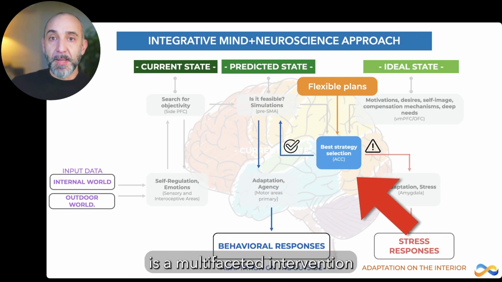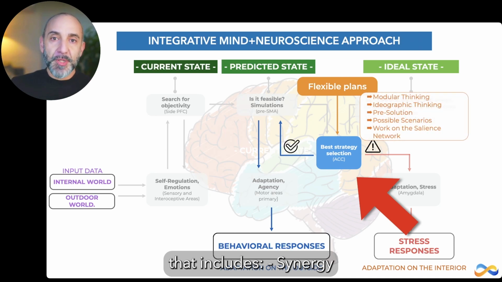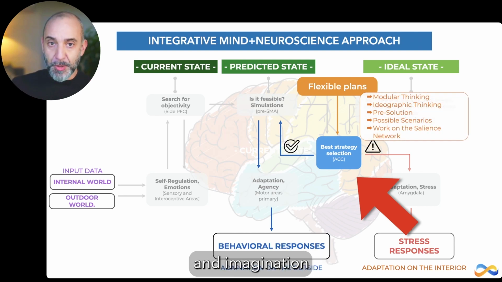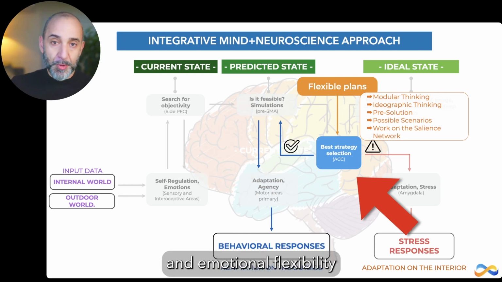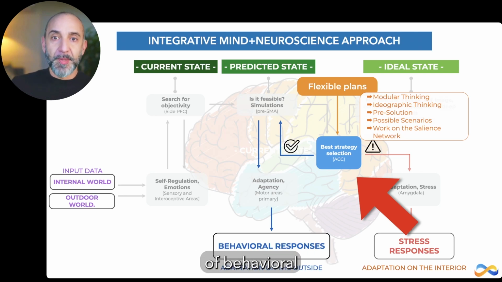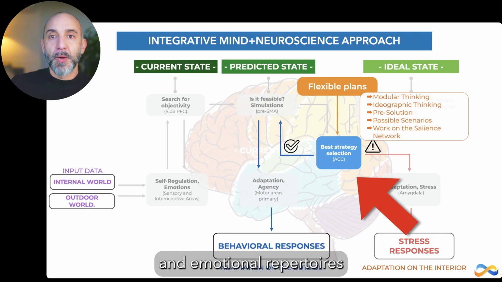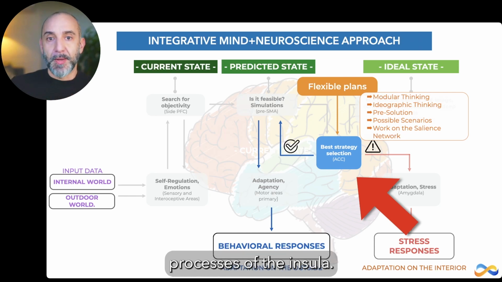My recommendation is a multifaceted intervention that includes synergy between cognition and imagination through ideographic thinking, developing cognitive and emotional flexibility with modular thinking and pre-solution techniques, diversification of behavioral and emotional repertoires with possible scenarios and emotion and behavioral modulation with post-its, focusing on the salience network, especially the somatic integration processes of the insula.